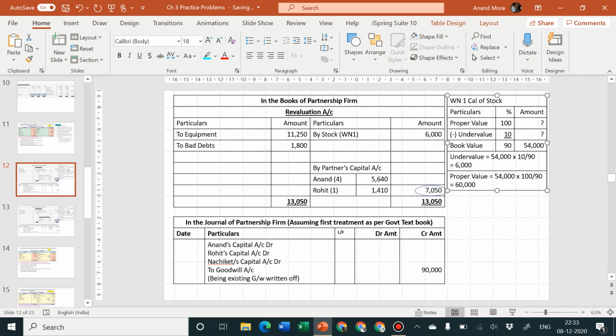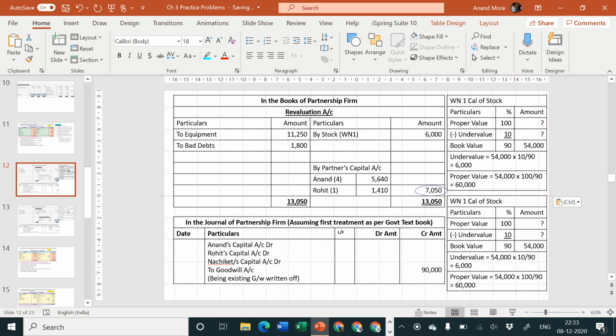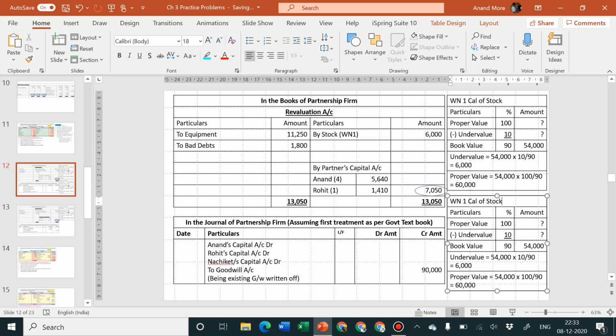So we'll have to prepare working note number 2, calculation of new ratio. No change in the calculation of stock, no change in revaluation, because revaluation is always done before the admission of a new partner. So there is no question of Nachiket getting any share out of revaluation profit or loss, and no change in the revaluation account. Only the changes are for the adjustment of goodwill. Working note number 2, calculation of new ratio.